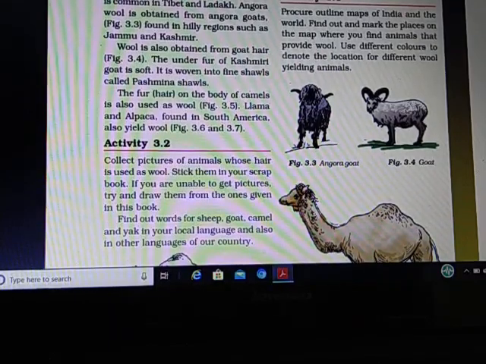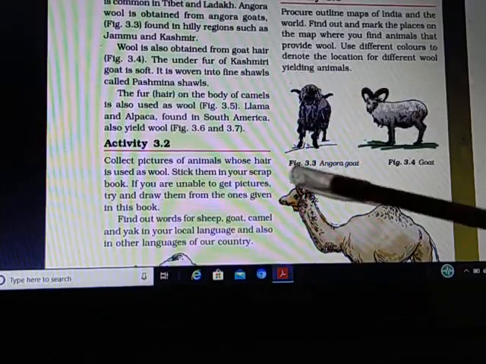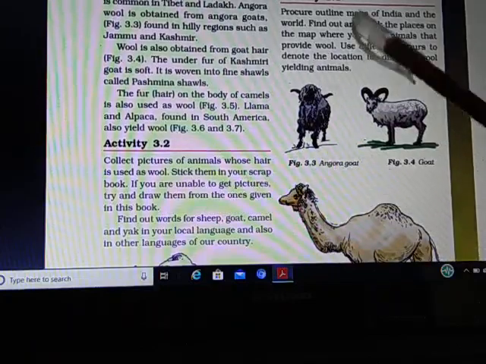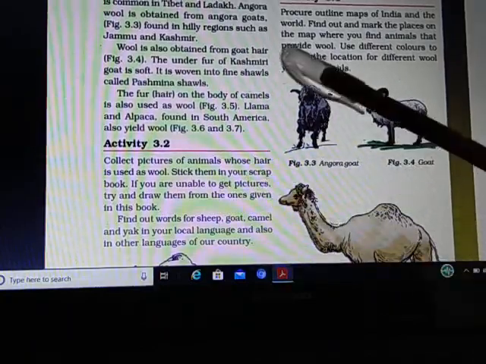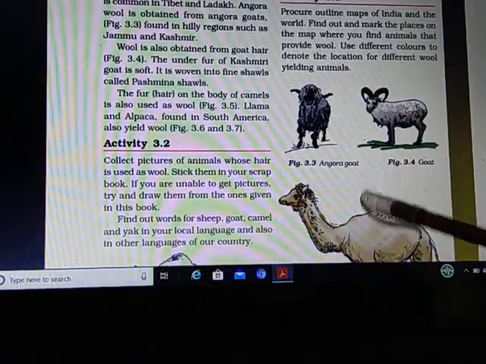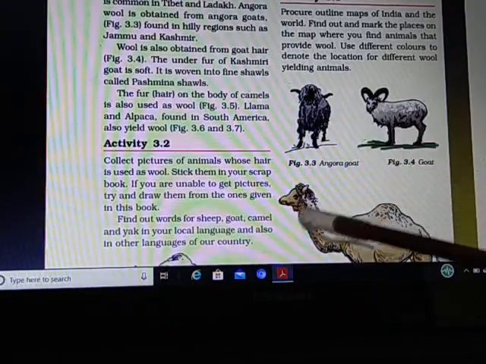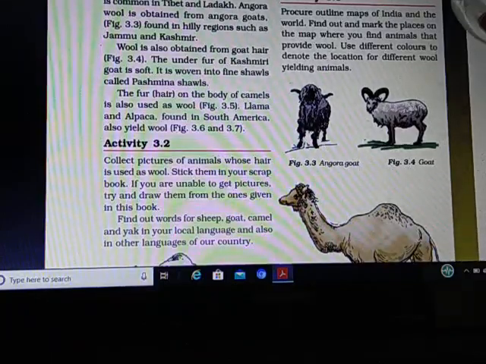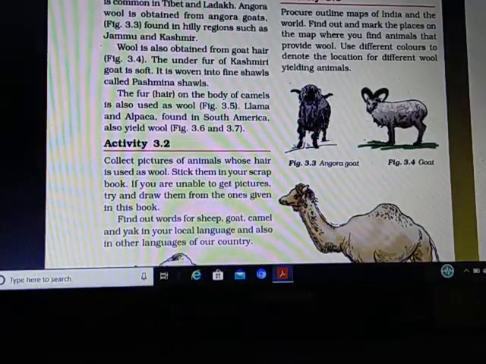Now today I'm going to explain activity 3.2, which is your homework, and activity 3.3. In activity 3.2, collect pictures of animals whose hair is used as wool and stick them in your scrapbook. If you are unable to get pictures, try and draw them from the ones given in this book. Find out words for sheep, goat, camel and yak in your local language and also in other languages of our country.